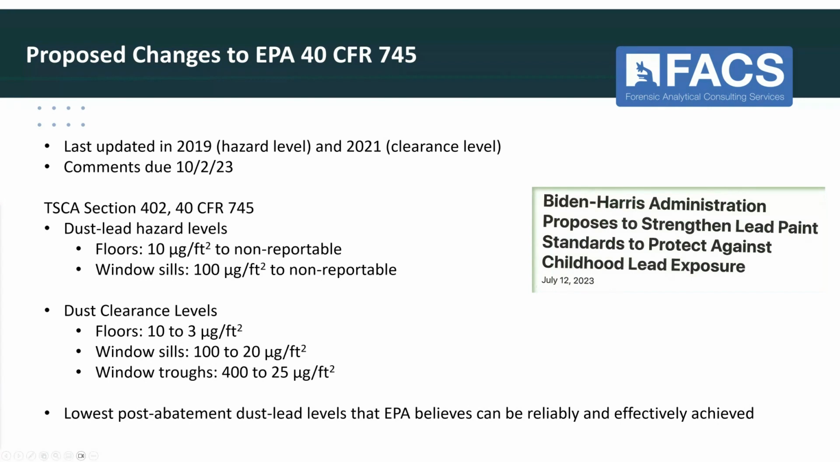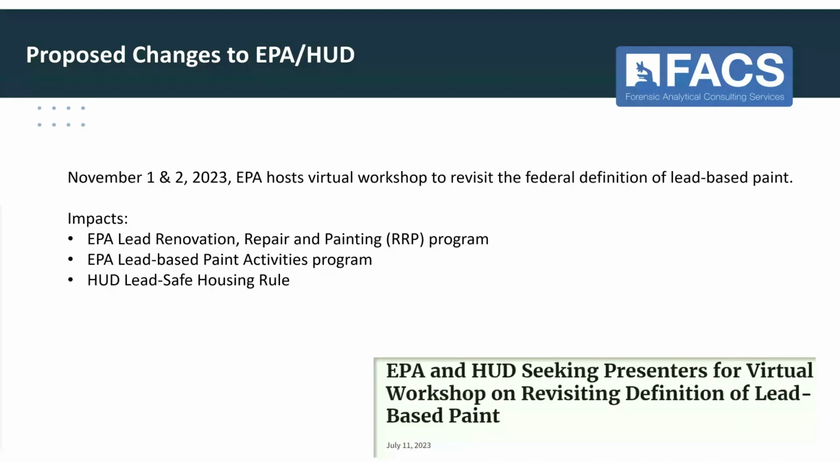So when we talk about lead-based paint in pre-78 homes, that number, that 5,000 parts per million or 0.5% by weight, is not a health-based number. It was just the best they could do at the time back in the 70s. So now EPA and HUD are looking at changing that number, and that could have impacts to the federal renovation, repair, and painting program, some of the HUD rules, some of the things that use that definition of lead-based paint.